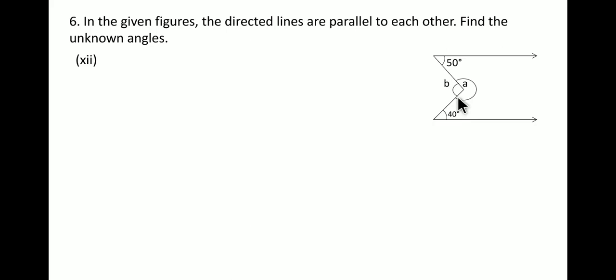This angle is angle A and this angle is angle B. And the two lines are parallel. This is 50 degree and this is 40 degree. So here we need to find angle A and angle B. But before that, we will draw a line parallel to these given parallel lines in such a way that it passes through this point. So here we draw a parallel line.